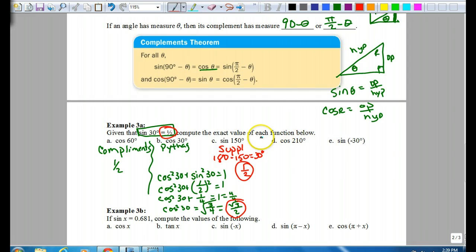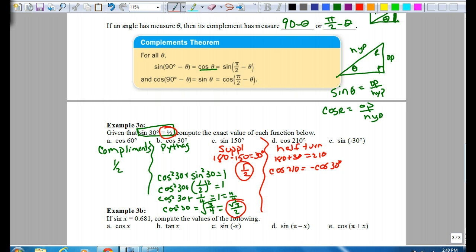Okay, we have more to show you. Cosine 210. Well, that is your half turn because that's actually 180 plus 30, right? So that's the same as the half-turn theorem. So we know that cosine 210 is going to be equal to negative cosine 30, based on the half-turn theorem.